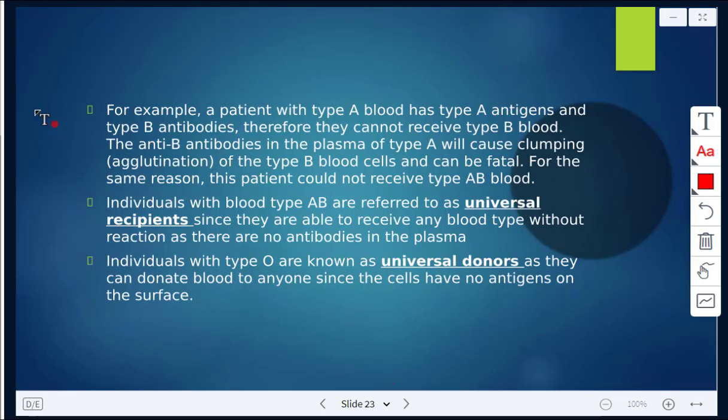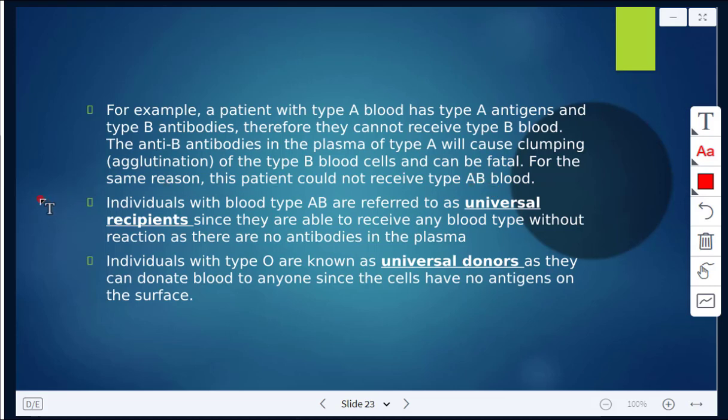All right, let's see here. A patient with type A blood has type A antigens and they have the type B antibodies. That's why they cannot receive type B blood. The anti-B antibodies in the plasma of a type A person will cause clumping or agglutination of the type B blood cells, and it can be fatal. Same reason, that's why they cannot receive the type AB blood, because it also contains the B antigens.